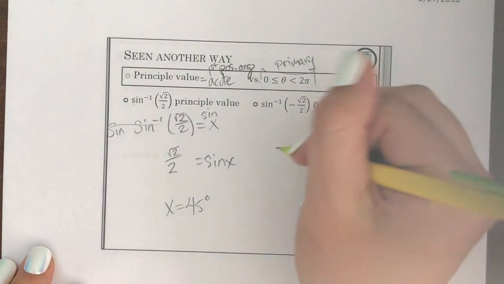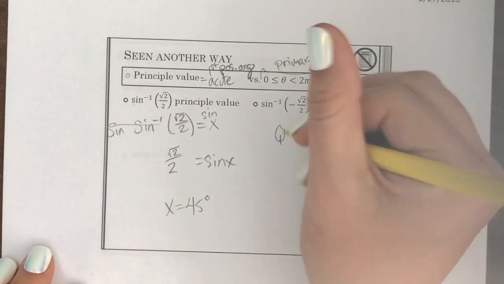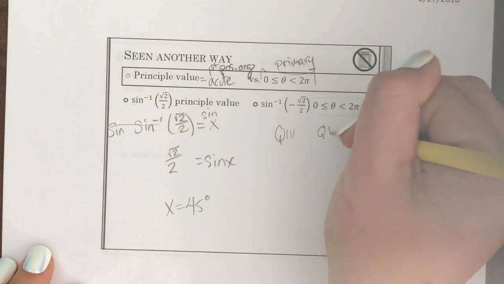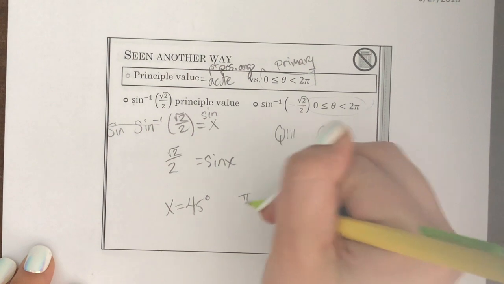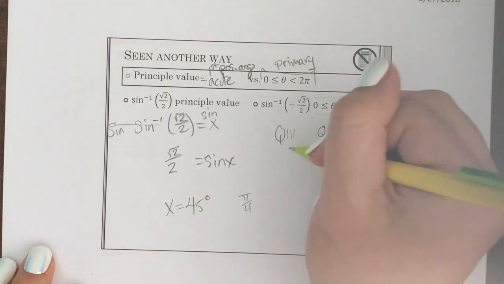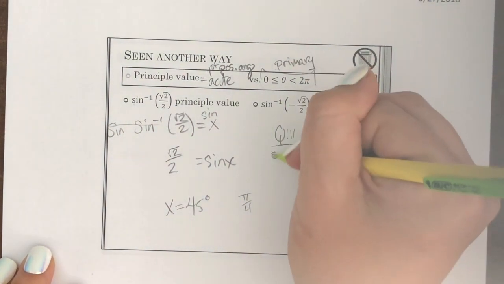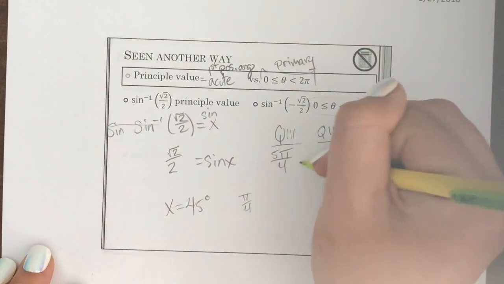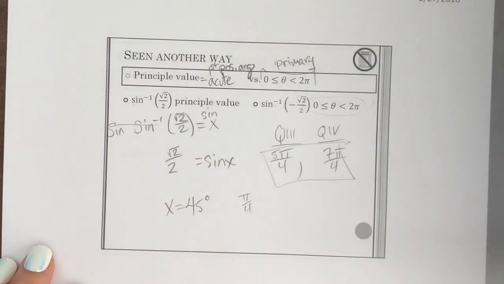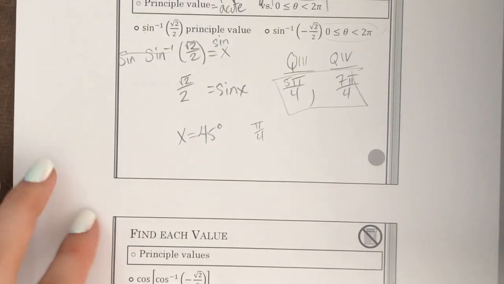All right, we're going to come back together and do it. Sine is negative in Q3 and Q4. The reference angle is 45 degrees, or pi over 4. So this would be 5 pi over 4 and 7 pi over 4. That's the correct answer that you should have gotten.